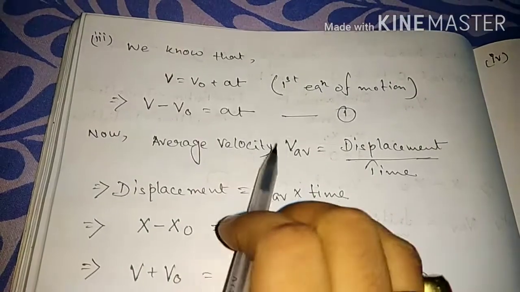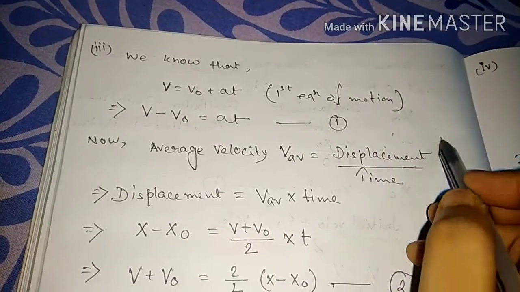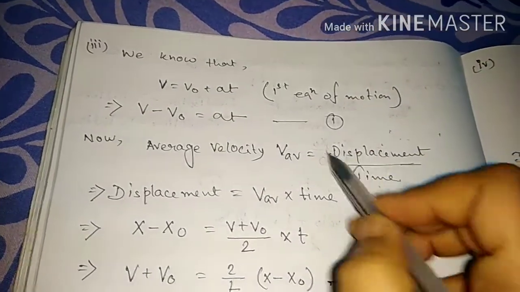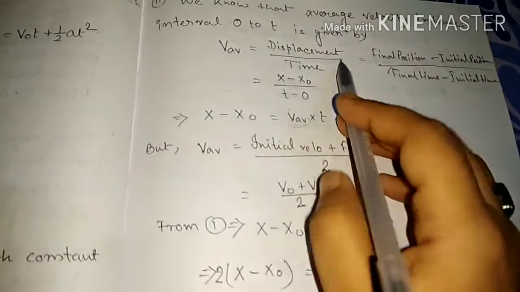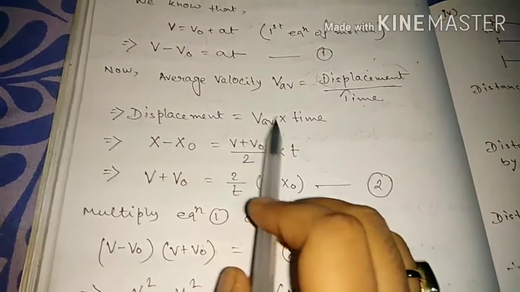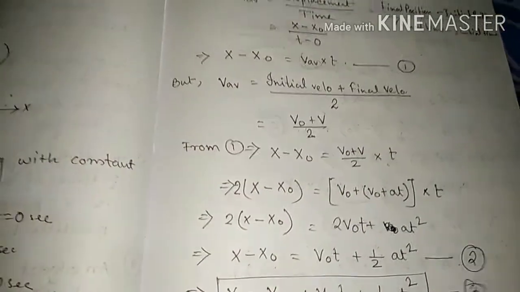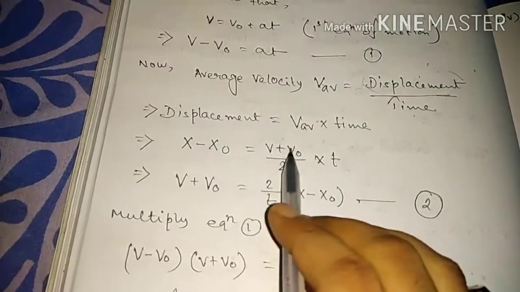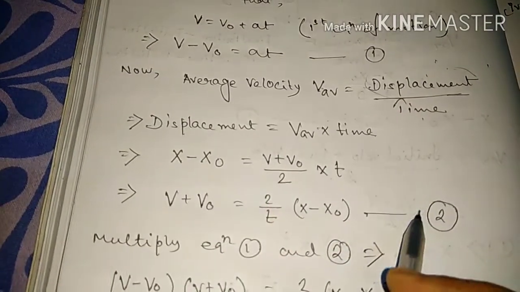Now, from the definition of average velocity equals displacement by time, displacement means final position minus initial position. So displacement equals v average into time, and displacement here means x minus x0, final position minus initial position. So x minus x0 equals v average. V average, from the second definition, is v0 plus v by 2. So we put v0 plus v by 2 into time t. After solving, we get this equation number 2.